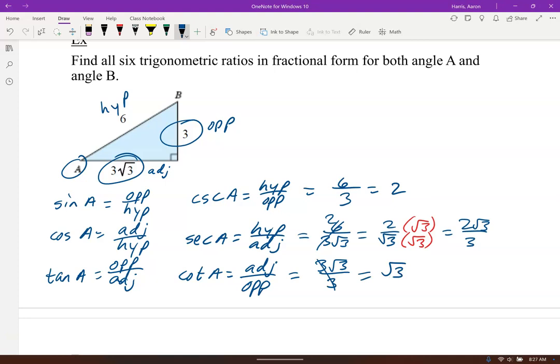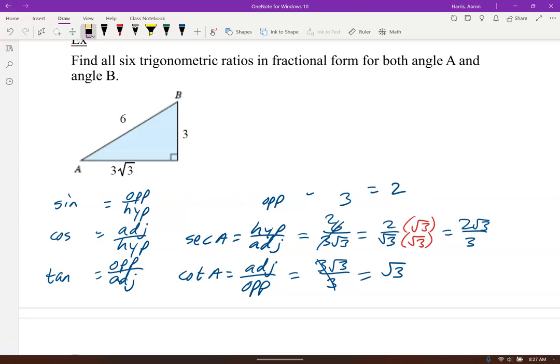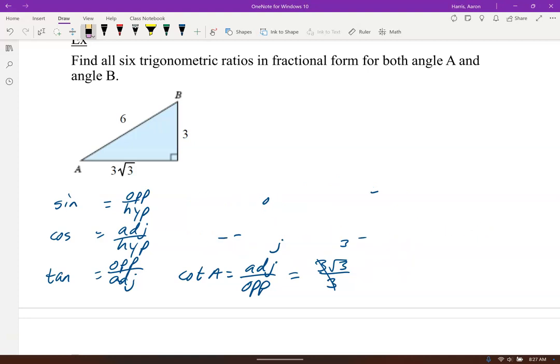Okay, so that's all the trig functions for angle A. Now it does ask us to do it. What if we change that to angle B instead? How does that change things? Instead of angle A, change this to angle B. Erase this here real quick.